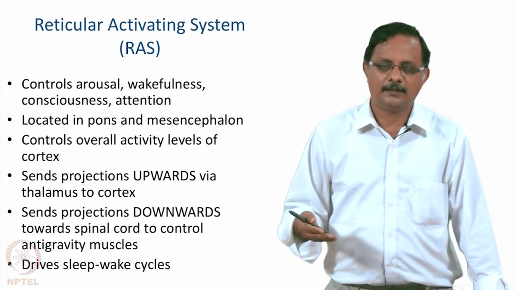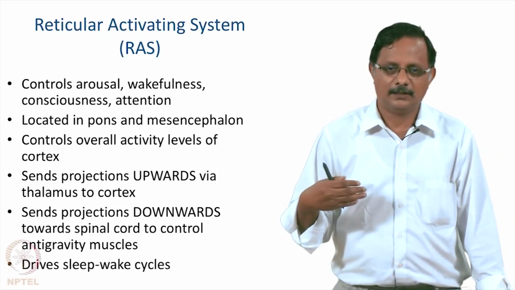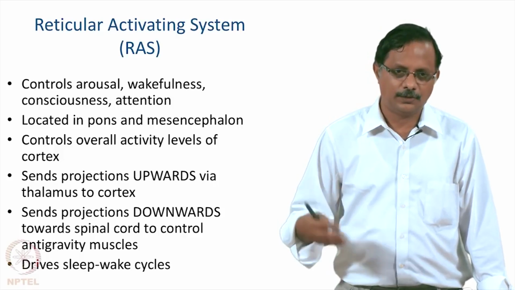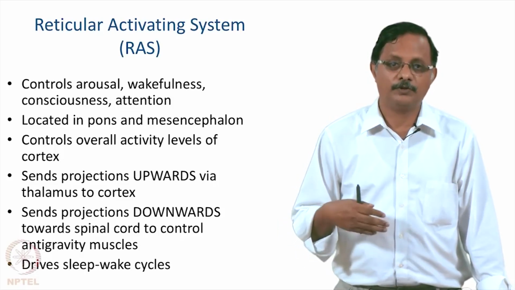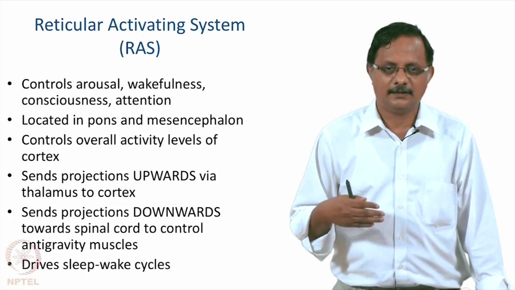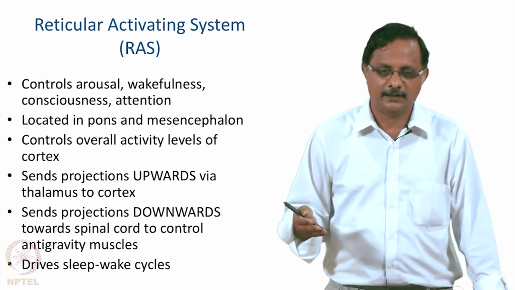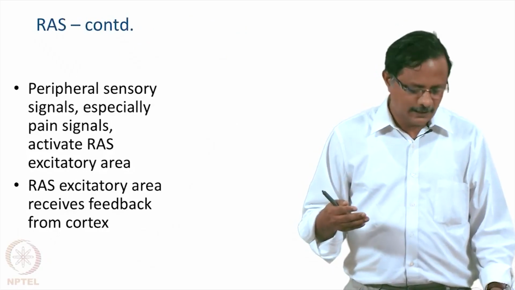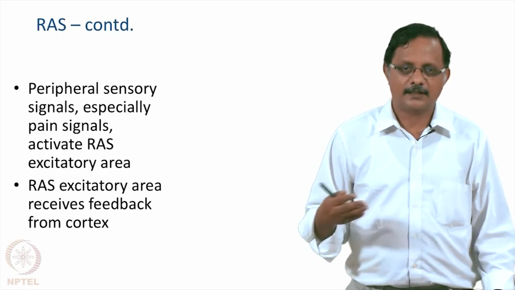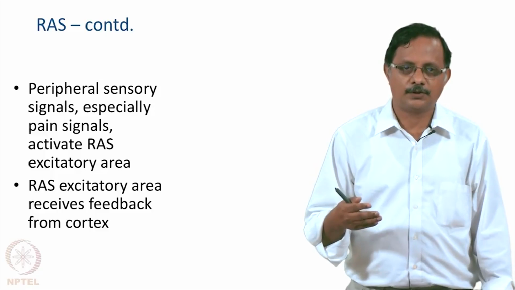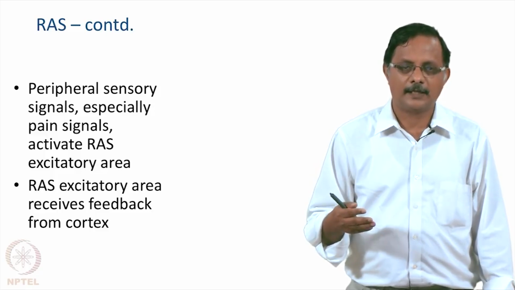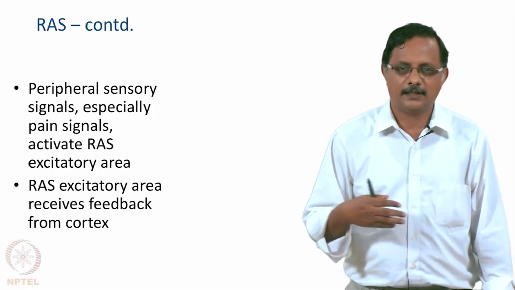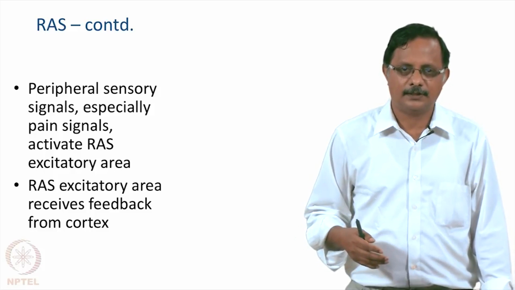So, in the sleep state the anti-gravity muscles are deactivated. So, you do not get to move, you won't be able to stand, whereas in the waking state the anti-gravity muscles are activated or enabled, so that you can stand erect. So, these signals from the RAS, through the thalamus and its diffuse projection systems, control the cortex and change it between the waking and sleep states.